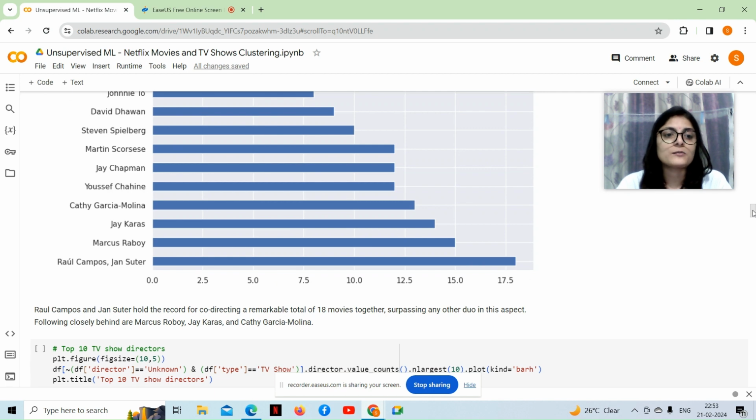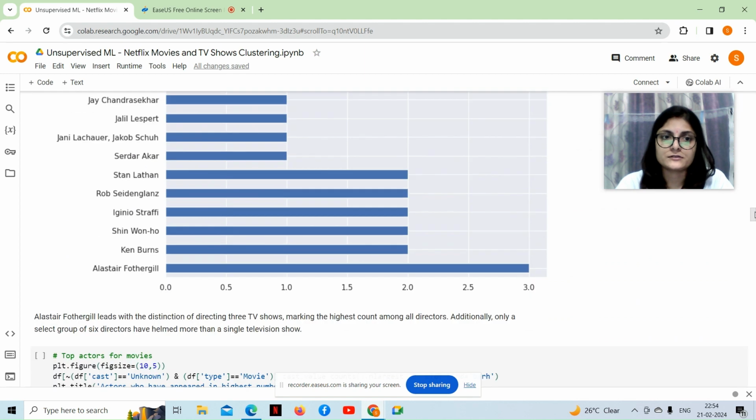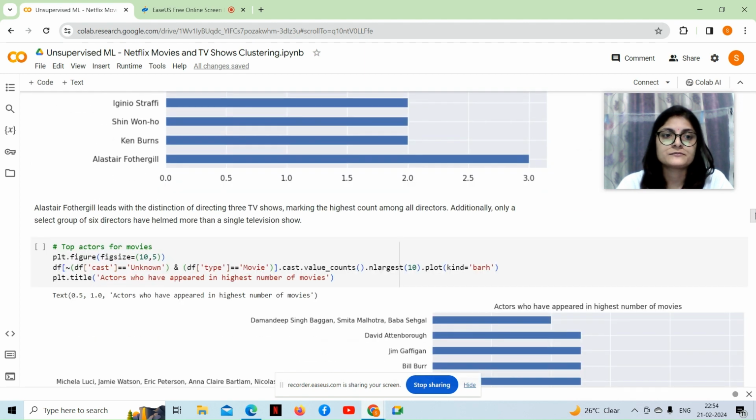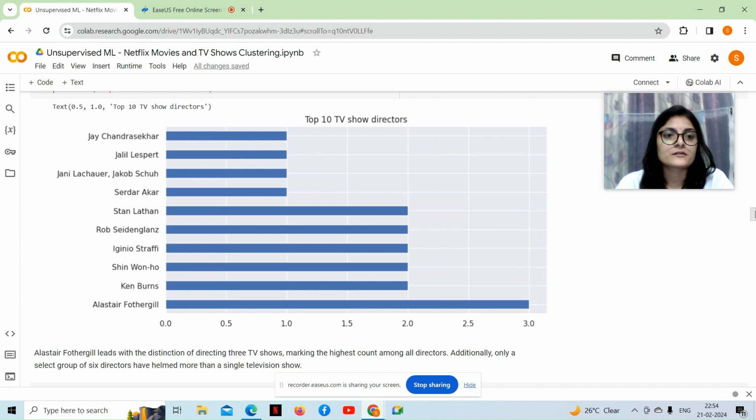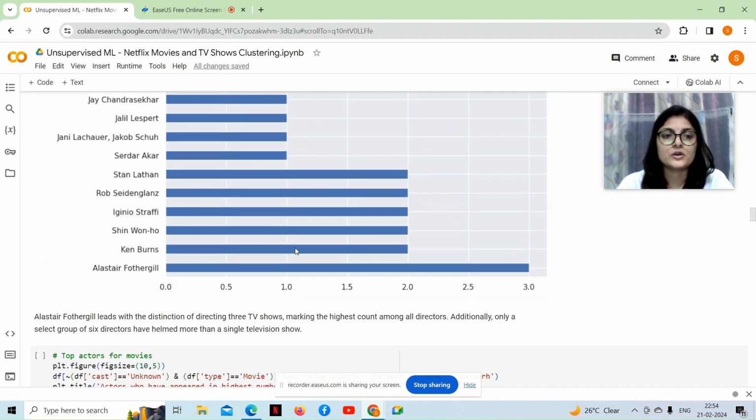Then top 10 movie directors. Rolf Campos and John Suter hold the record for co-directing a remarkable total of 18 movies together, surpassing any other duo in this respect. Following closely behind are Marcus J and Kathy Garcia Molina. Top 10 TV show directors: Alastair, followed by Ken. They are marking the highest count among all the directors.